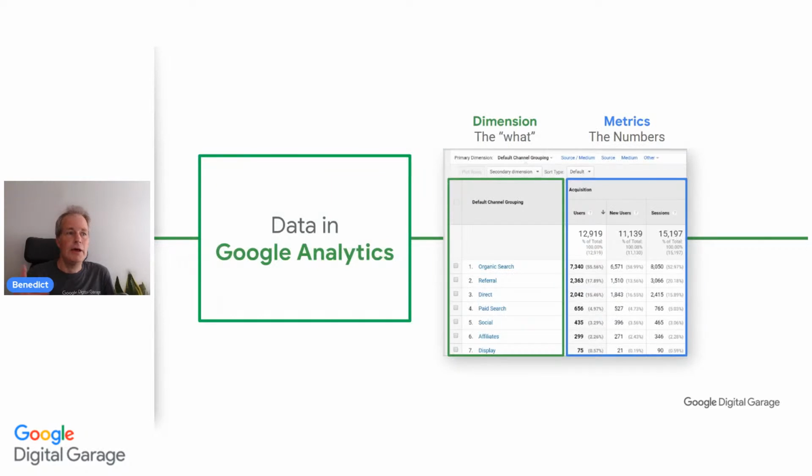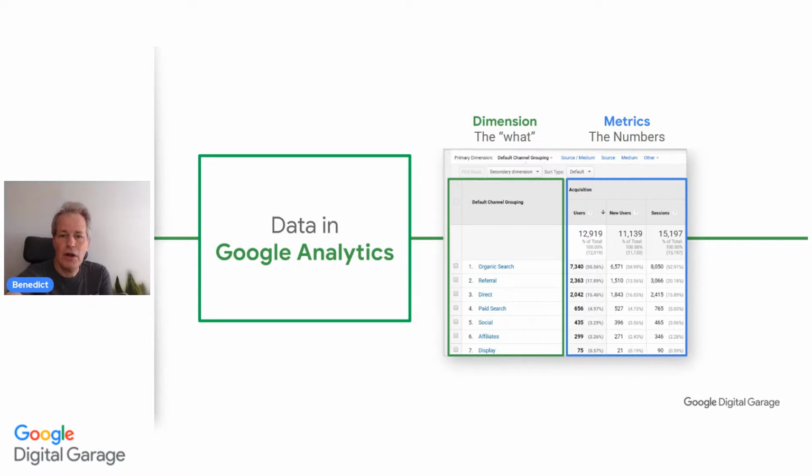Now, data in Google Analytics. Let's have a look at these different sides. What is really important? In Google Analytics, everything is laid out in tables. While this is Google Analytics specific, most of the products we have discussed lay out data in a similar way.